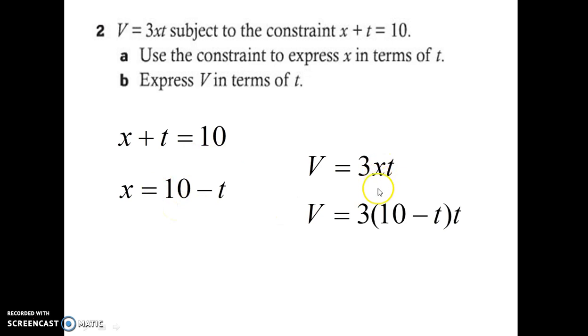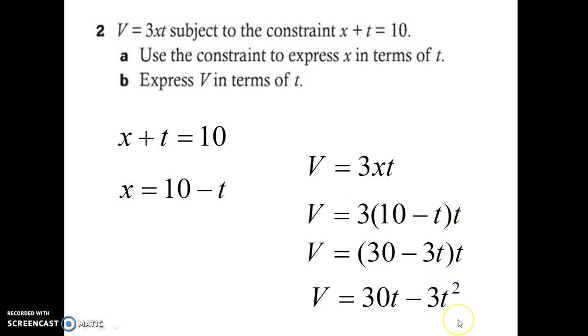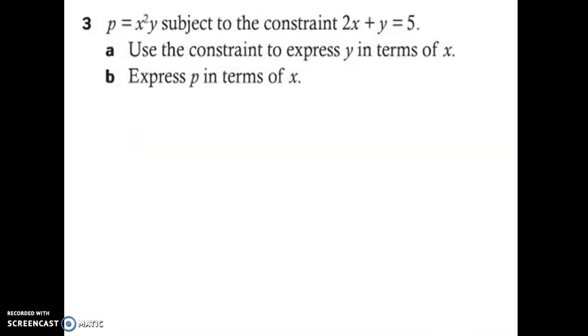So I've rewritten it, the x has been substituted with 10 minus t, and now we have V in terms of t, it's the only variable here. You can multiply through a couple steps to get you there. Next one, give this one a try as well.